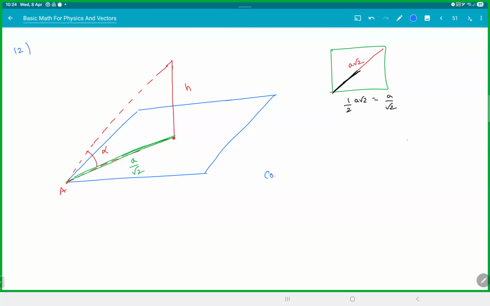So from here we can get cot alpha. Cot alpha is (A by root 2) by h. Square it on both sides. Cot square alpha is equal to A square by 2h square. So we get 2 equals A square by h square times cot square alpha. Clear. Anything else in the trigo sheet?